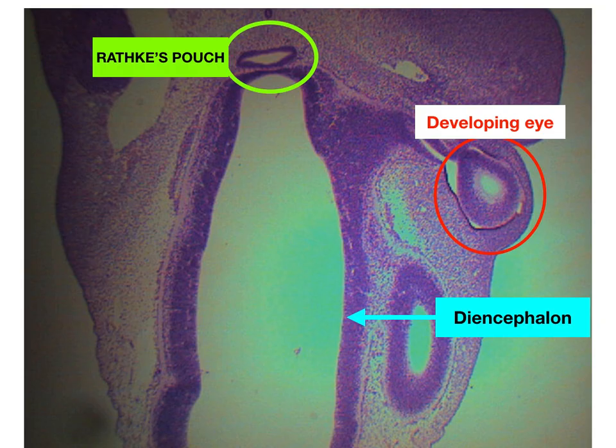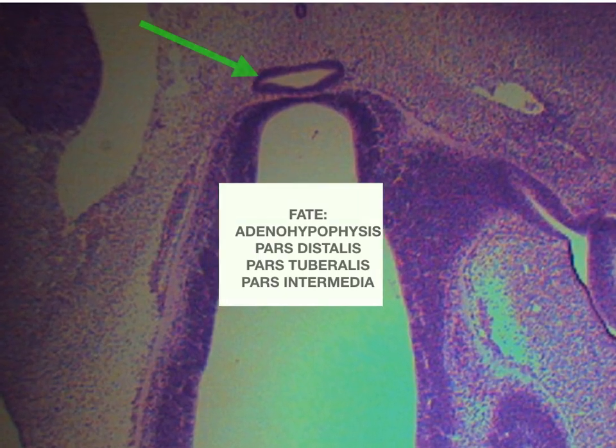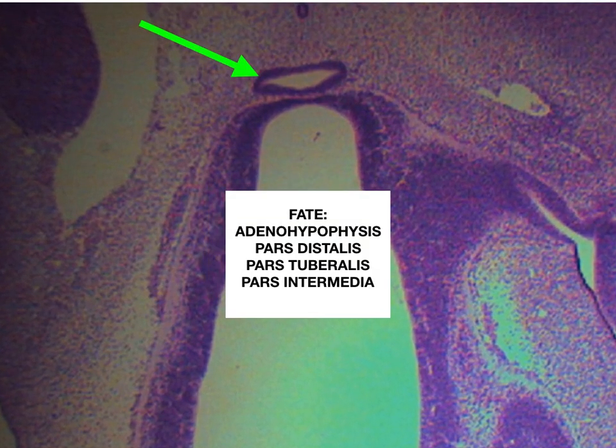Still, at this level, you will note that the halo-like structure with a green circle, that is the Rathke's pouch. This developed from the roof of the oropharyngeal membrane and ascends to come in contact with the infundibulum, which will become the adenohypophysis: the pars distalis, pars tuberalis, and pars intermedia.